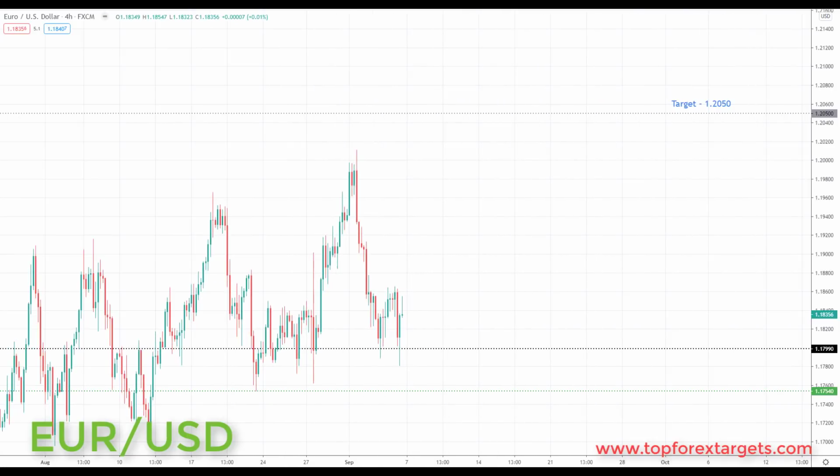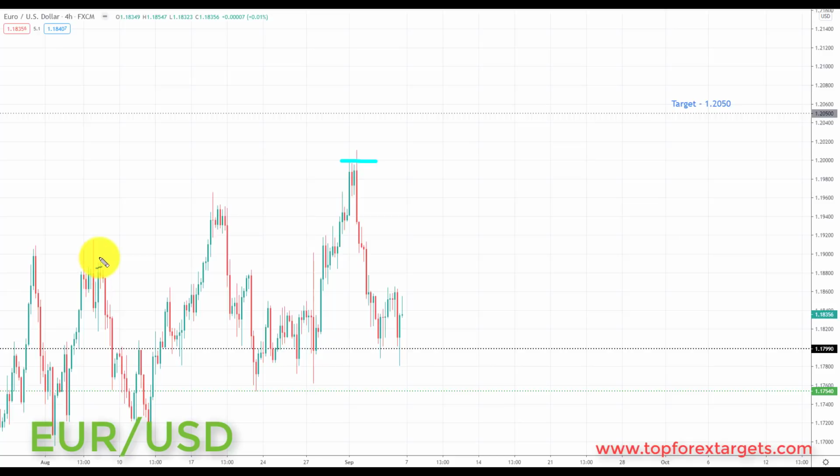So the next market we're going to look at is euro dollar. Now, last week we were looking for further advances to the upside in this market, and we did have a nice rally to the upside, and then we reversed at the 1.200, which was right when the DXY traded into that key area of support and started to bounce to the upside.